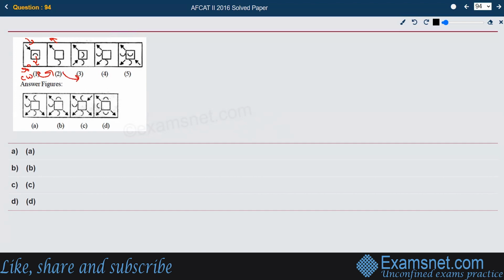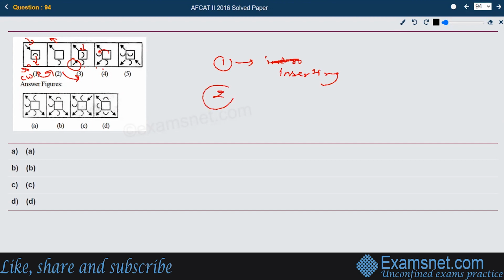What is happening between 2 and 3? There is a new arrow introduced. See, the new arrow has been introduced, at the left down corner also, and at the center also. What is happening between 3 to 4? The center shape has been taken out, and the arrows are inverted. So what he is doing is, in one step, he's inserting new figures.